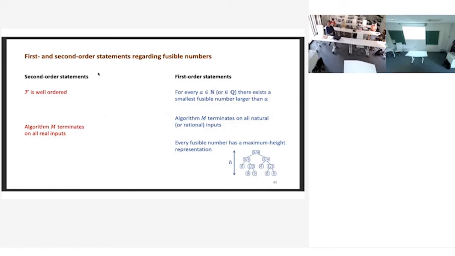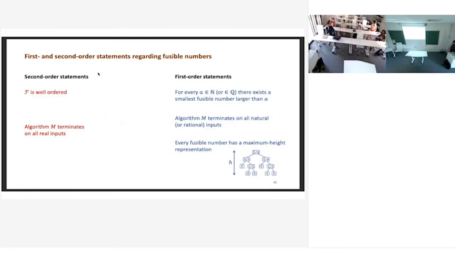So here, regarding fusible numbers, he has some second-order statements and some first-order statements. The second-order statement: F is well-ordered. This is a statement that talks about infinite sequences, so you cannot formalize it in Peano arithmetic. And algorithm M terminates on all real inputs; this statement quantifies over real numbers, so it's a second-order statement. But on the right, you have first-order statements. The first one says that for every natural or rational number, there exists a smallest fusible number larger than it.